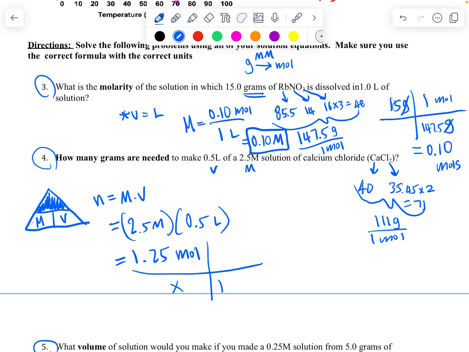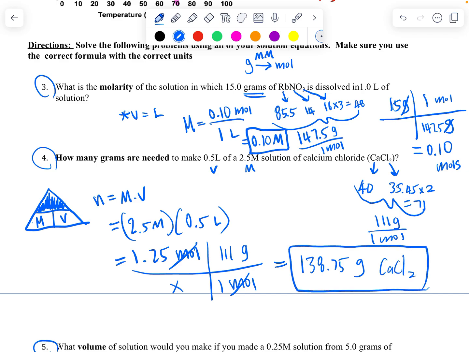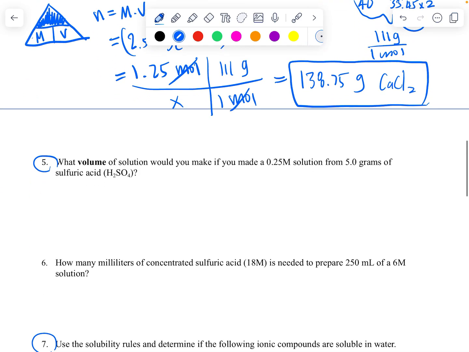Since I have mole as my given amount, I want to have mole down here. 111 grams. Moles cancel out. All right, so what's 111 times 1.25? That is 138.75 grams of calcium chloride. Done. Let's move on. Let's do one more of these questions, okay?